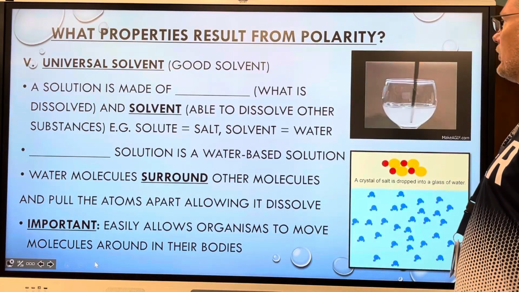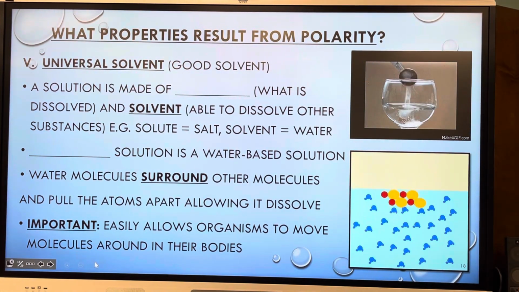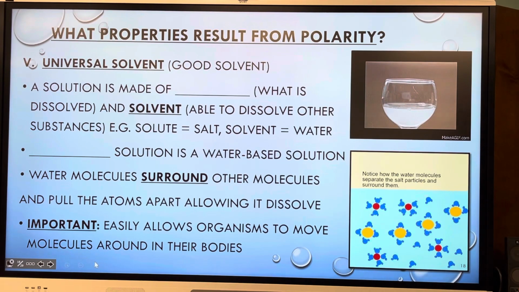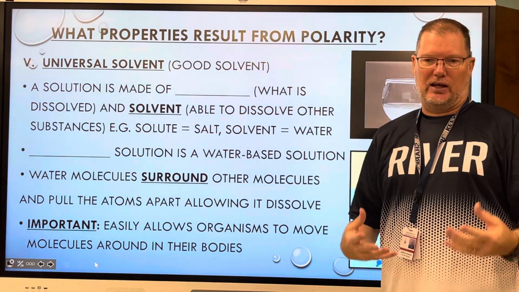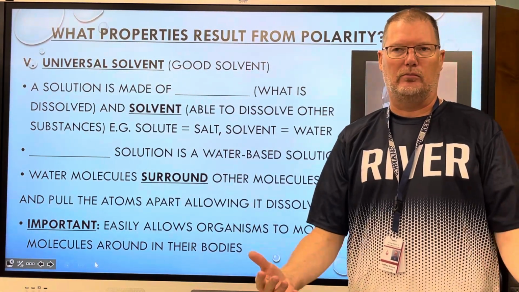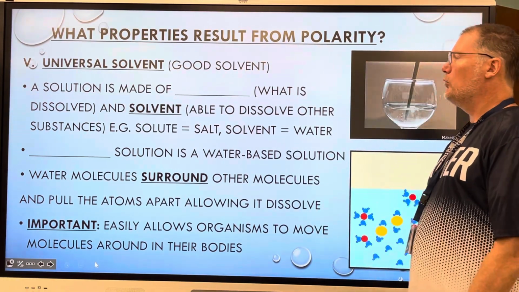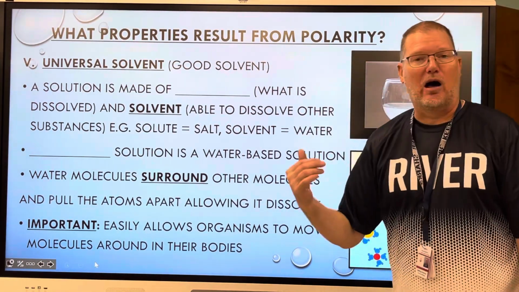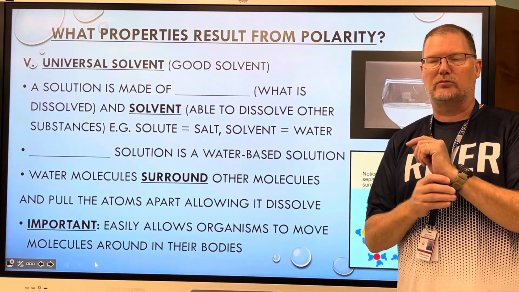Okay, I think the last one is the universal solvent. Universal means it's a good solvent. It doesn't dissolve everything. If I poured water onto this table, the table is not just going to melt, like some marshmallow or sugar or a piece of bread. But it does dissolve a lot of things. It dissolves metals. It dissolves all kinds of things, rust and whatnot.